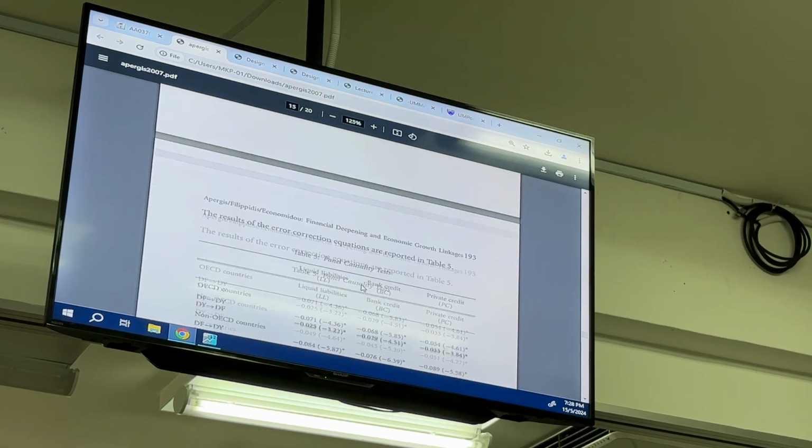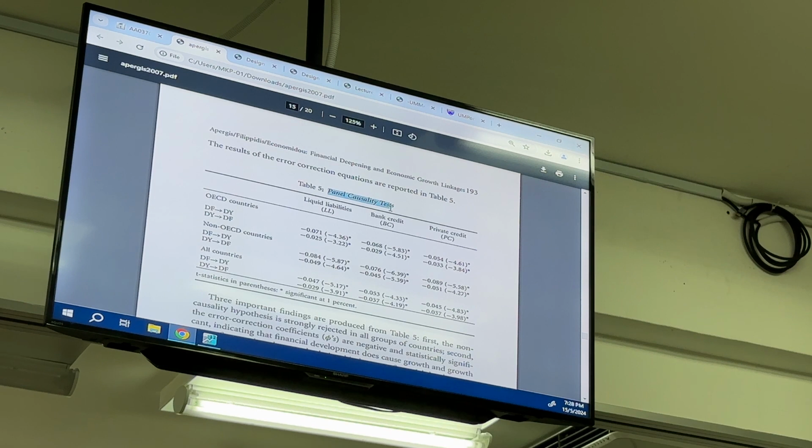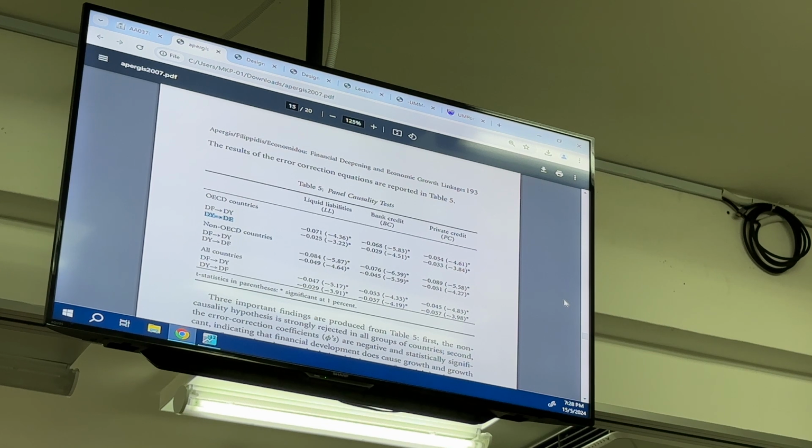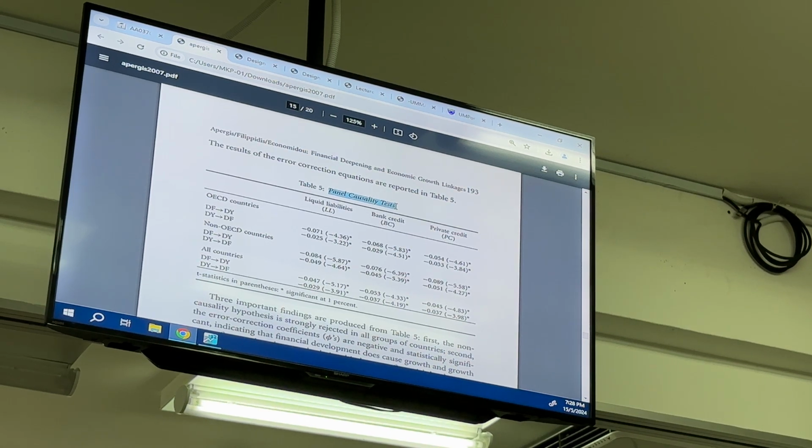And then eventually they will report the panel causality to study, for these 3 different groups, OECD, non-OECD, as well as all the countries, whether the direction goes from the DF to the D1 or the other way around, or they have a bi-direction. So that is based on the panel causality test. So we have to be cautious. Even though our series is I(0), right, we still can run the panel causality.